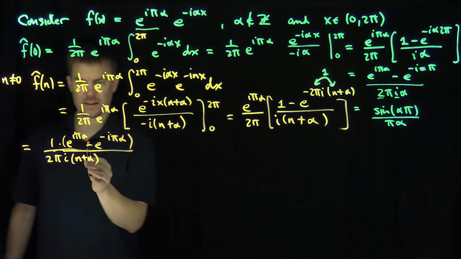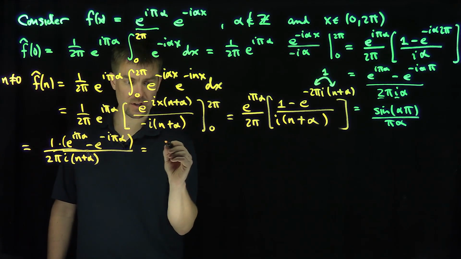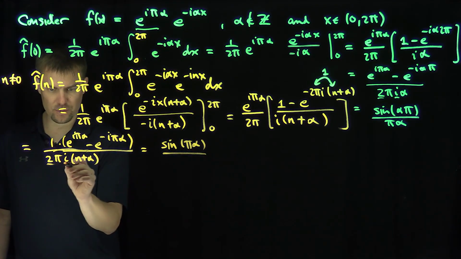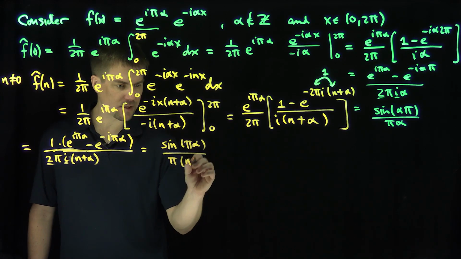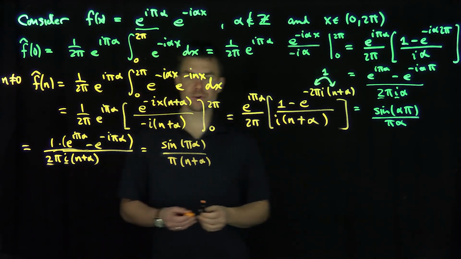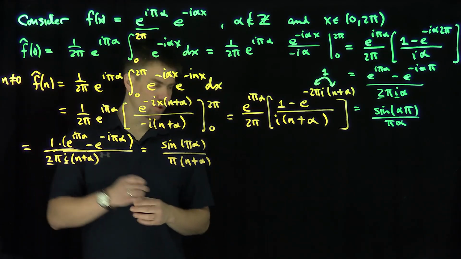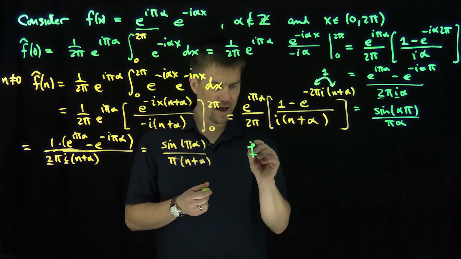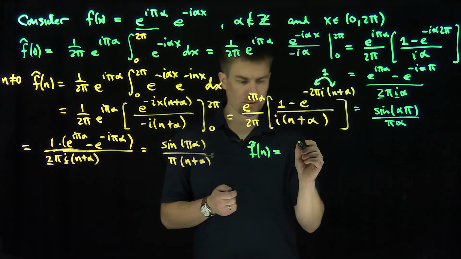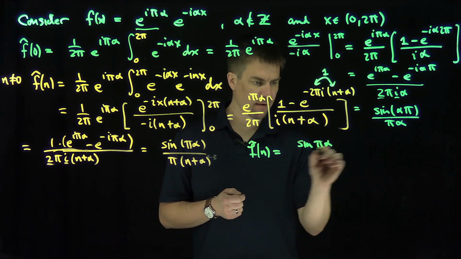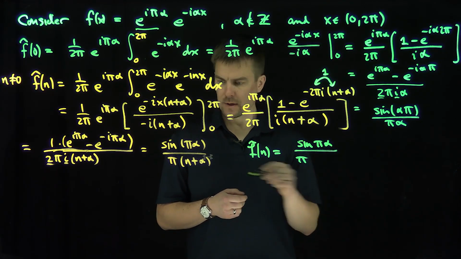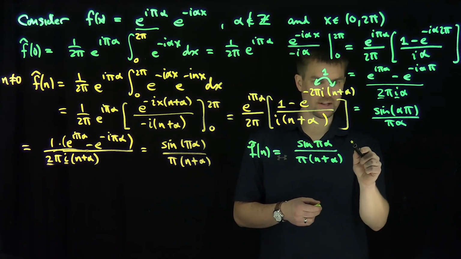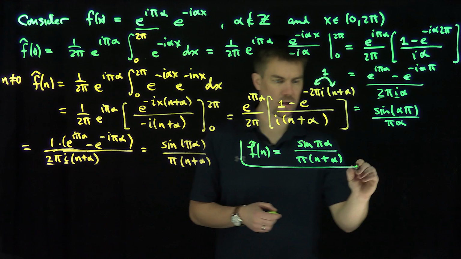And now again, I can use the fact that I'm going to see this sine term over here. So this is exactly just going to be the sine of pi alpha over, that gets rid of the 2 and the i, over pi times n plus alpha. And so we see we can actually combine these two expressions. So for any n, we can conclude this: f hat of n is equal to the sine of pi alpha over pi times n plus alpha. And this formula clearly works when n is equal to 0. So this is the general formula over here.